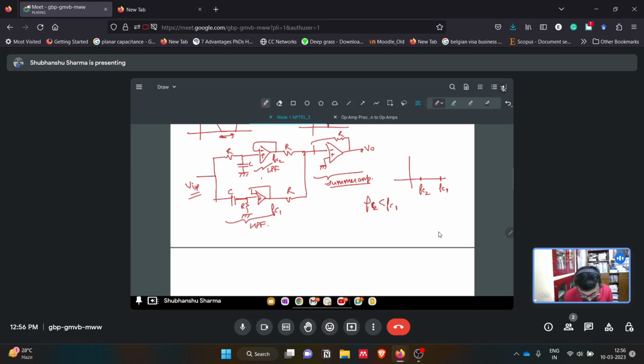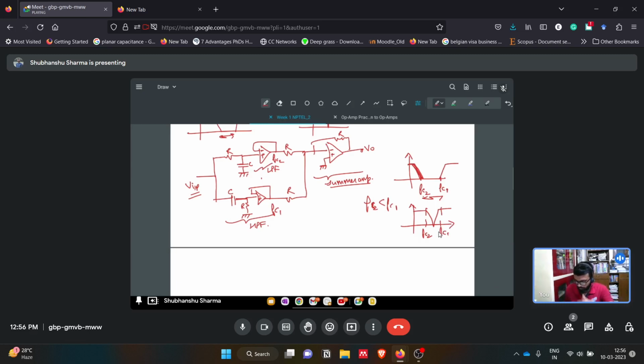So FC2 is the low pass filter frequency, and it will be like this, and FC1 is the high pass filter cutoff frequency. So this will be like this. If we make them closer, then this will act as a notch filter like this. This is almost FC2, this is FC1. It will be like this. So this was all about filters.